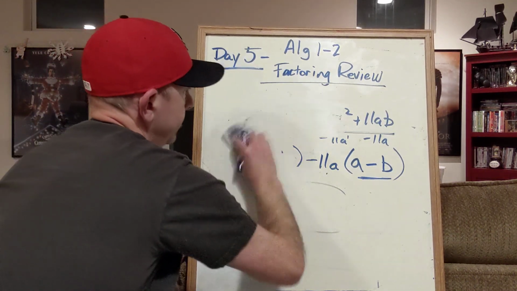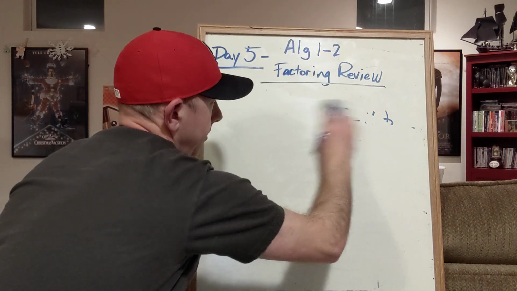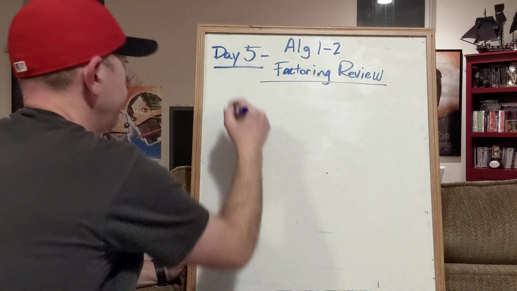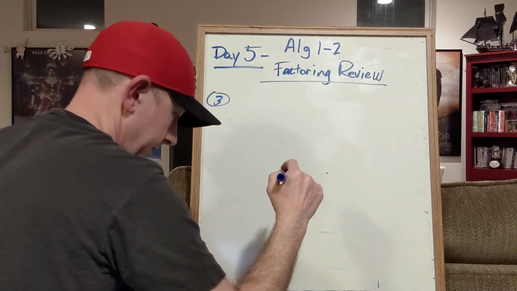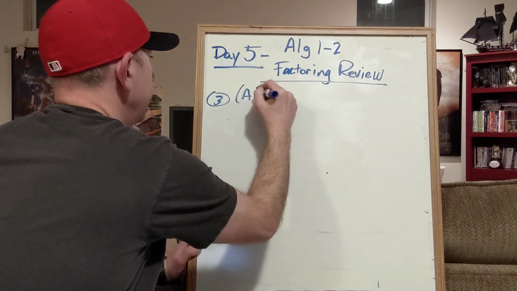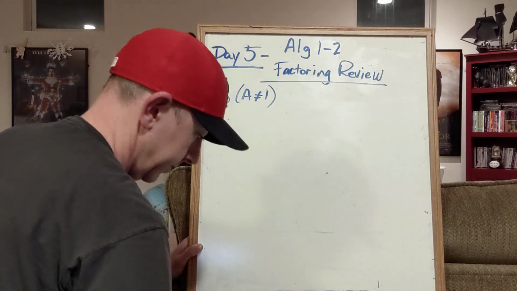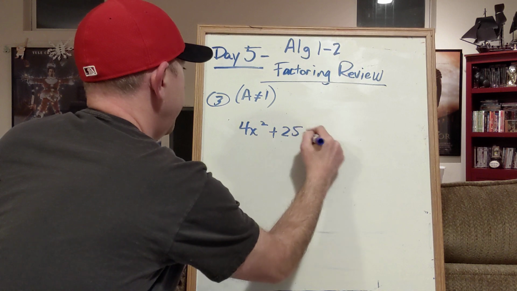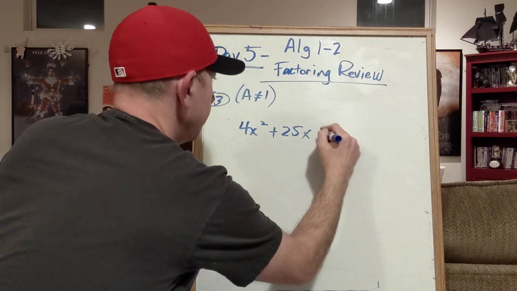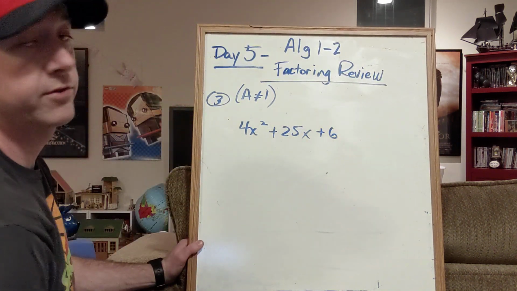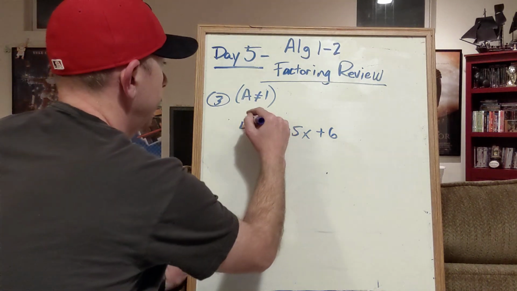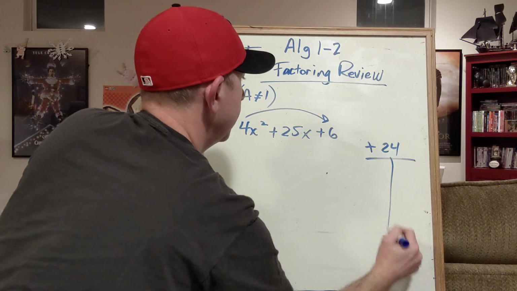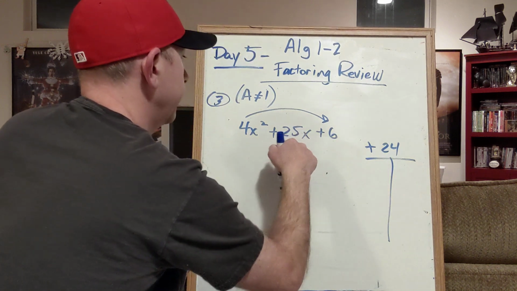All right, so next, as you probably imagine, we need to do some trinomials, as we spent a lot of last week working on trinomials. For number 3, we're going to go where a is not 1 with a trinomial. So this one is 4x squared plus 25x plus 6. All right, so when we have a trinomial, this is where we're going to multiply a times c. We got positive 24. So we want to look at factors of 24 that combine to 25.